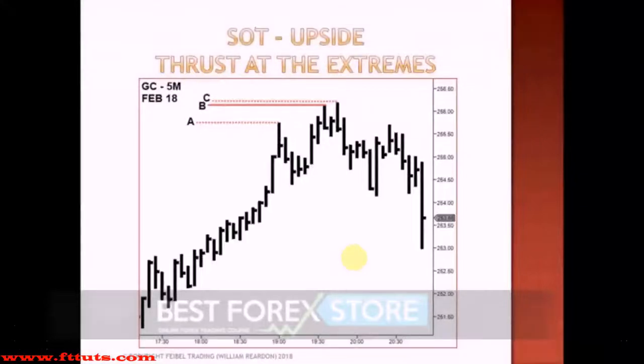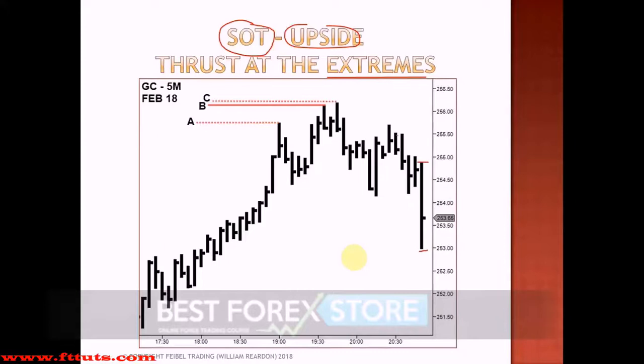Study, SOT, which is shortening of the thrust to the upside. And the thrust is at the extremes. As we know, the extremes is either the high or the low. In this case, it would be the highs because we're going to the upside. This is a basic, short little study, just so that we can familiarize ourselves with shortening of the thrust and what it looks like. Okay?